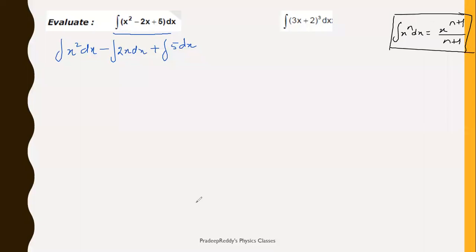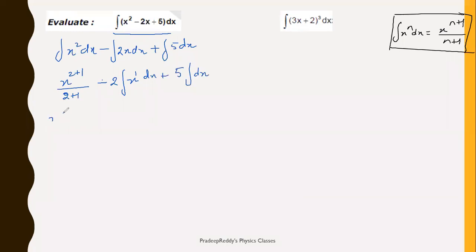Now, in order to solve this, this is in the form of the power rule. So x power n dx can be written as x power n plus 1 by n plus 1. So we get x power n plus 1 divided by n plus 1, minus 2, which is a constant, you can bring it out, integration x power 1 dx, plus 5 is a constant, integration dx.